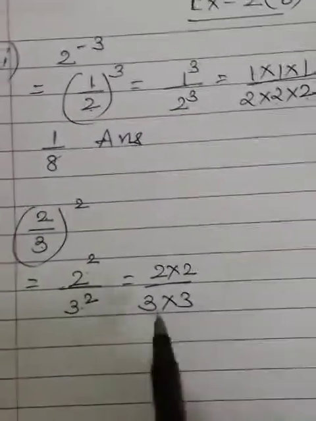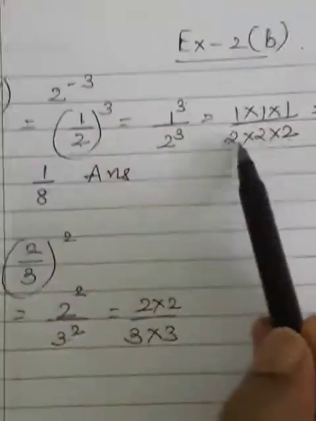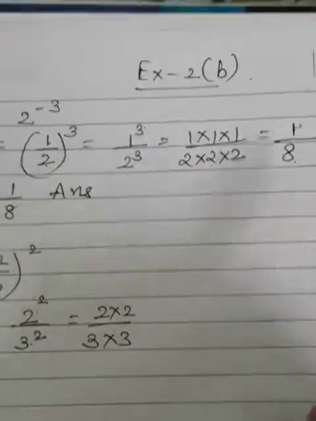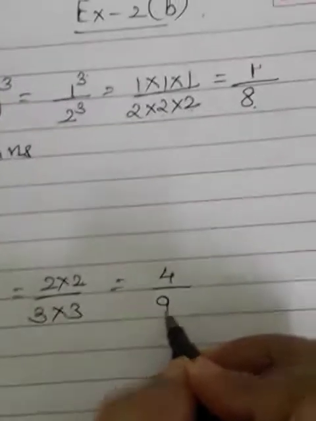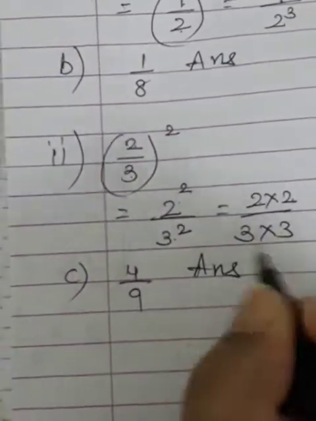If the power is 2, you will write 2 times. If the power is 3, remember you will write 3 times. If the power is 4, you will write 4 times. 2 2s are 4, 3 3s are 9. So where is 4 by 9? C part. So the answer is C. 4 by 9, this is your answer.